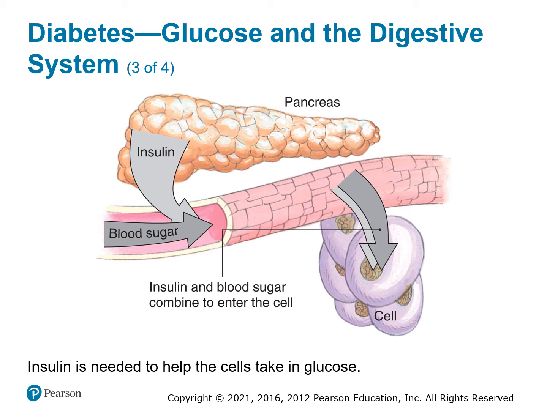So here is a diagram. Your pancreas creates the insulin. It has the blood sugar outside the cells. The insulin grabs the glucose and allows it to go into the cell.